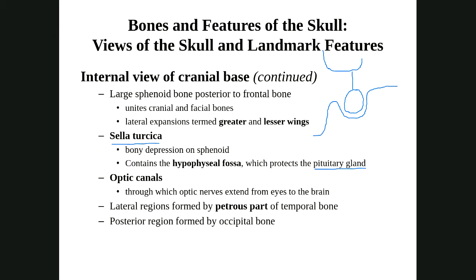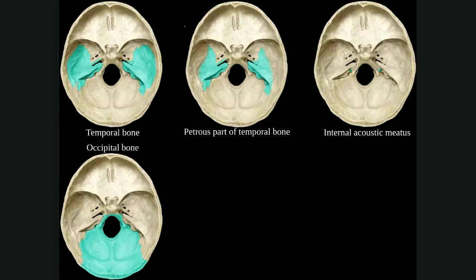And then just a little bit further on either side, we have our optic canals, and that's where cranial nerve 2, CN2, passes. That's the nerve that comes off the back side of your eyeball. It comes from the eye and it heads back towards the brain here. So that's what we're seeing here in this view.